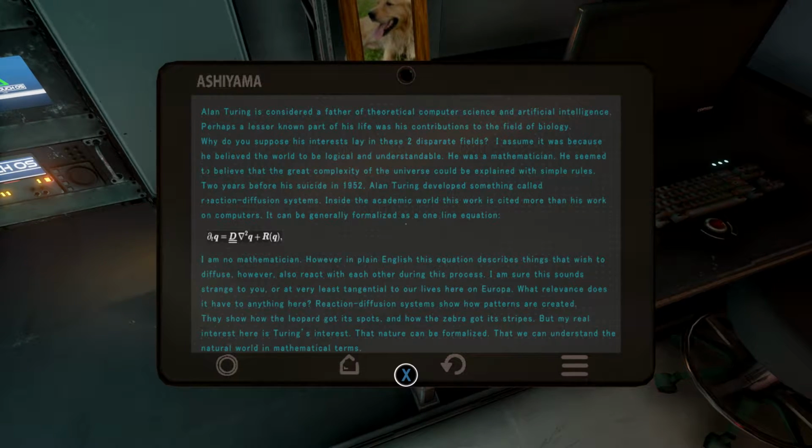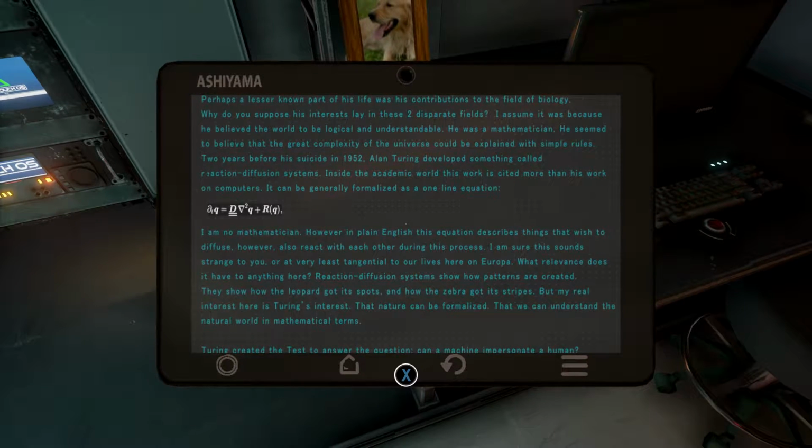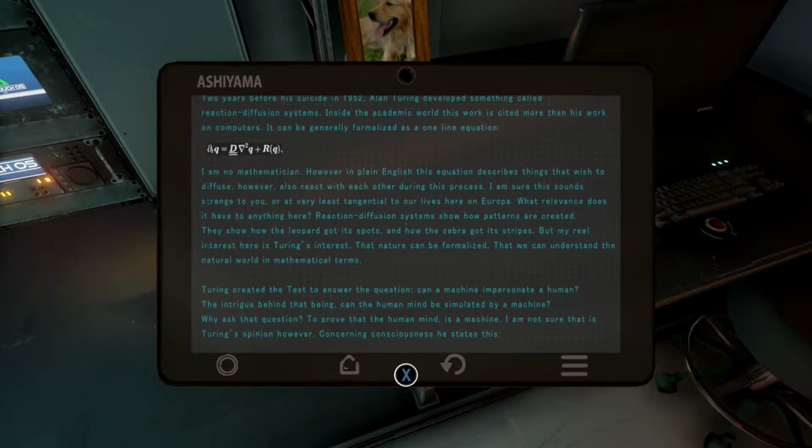Okay, so gamma I by q equals the d vector by the delta v squared q plus the r times the quantity of q, and I think that's a 2 at the end of that, but I'm not sure. I'm no mathematician. However, in plain English, the equation describes things that wish to diffuse, however, also react with each other during this process. I'm sure this sounds strange to you, or at least very tangential to our lives here on Europa. What relevance does it have here?